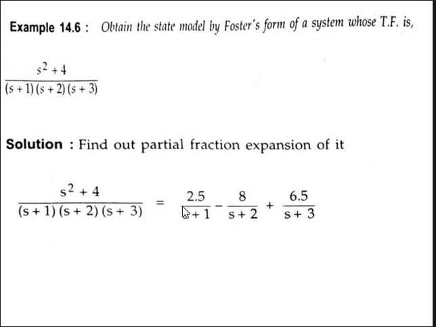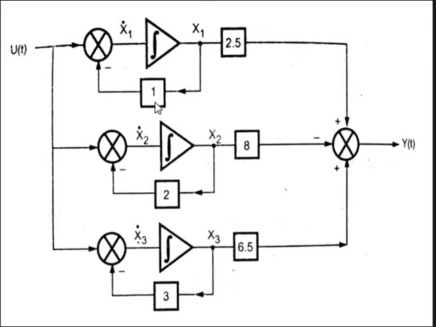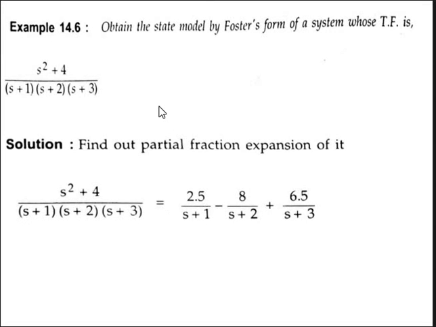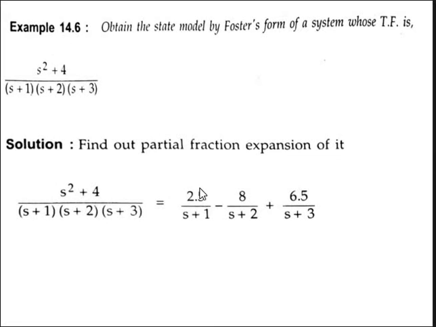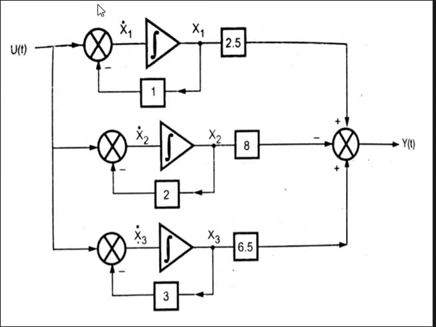Here the block is s plus 1. So here s plus a1, in the sense this block is filled with a1. Here s plus 1, so this block is filled with 1. This is the negative feedback, already we know. And this value is c1. So this one is nothing but c1. Here the c1 is nothing but 2.5. So the first block is drawn like this: summation, integration, and this block value is 1 and this block value is 2.5.